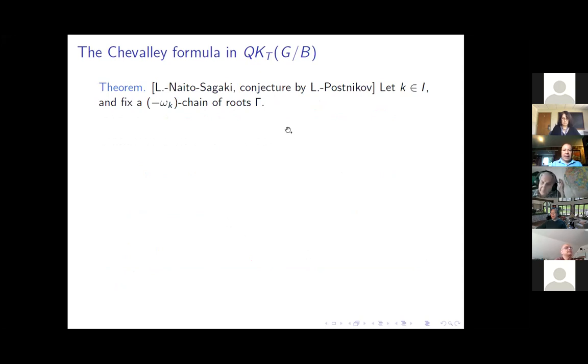So now I can state the Chevalley formula for this T equivariant quantum K theory. This was conjectured in an earlier paper of mine with Postnikov.